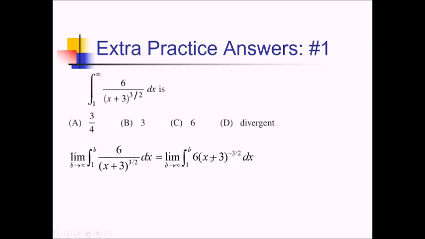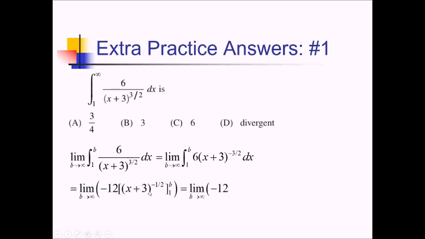And now what is that antiderivative? Well, using my reverse power rule, I can bump this up to a negative 1/2 for the exponent. Dividing by negative 1/2, also known as multiplying by negative 2, we've got negative 12 times x plus 3, all raised to the negative 1/2 power. And we still have the limit as b approaches infinity, and we're still going from 1 to b. All right, so let me keep this negative 12 pulled out of there.